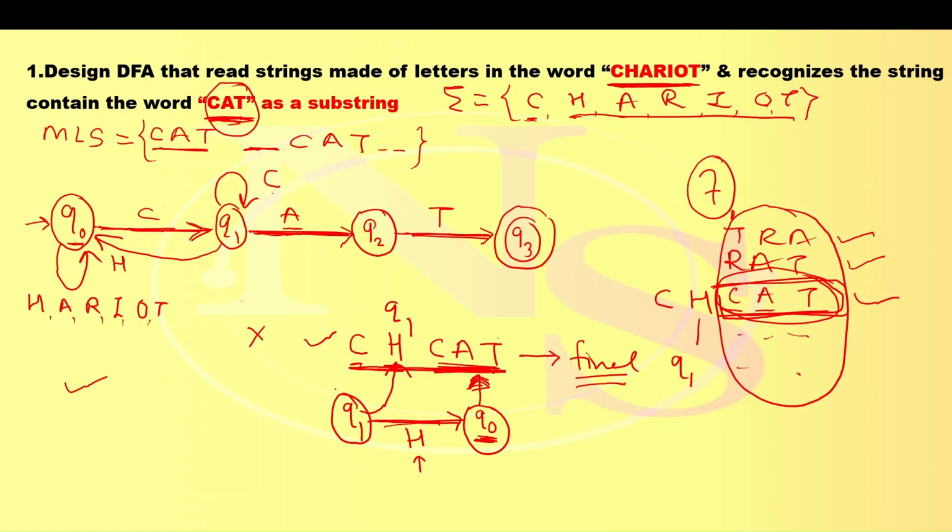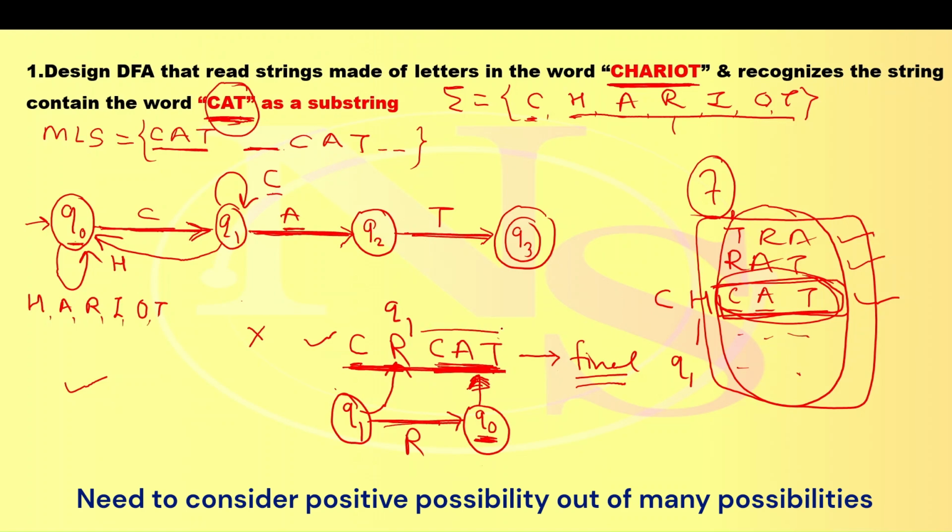So I have written Q0 here. Now Q1 to Q0 for symbol H. Similarly I can find out for other symbols, like C is covered, H is covered, A is already covered. See, transitions for A, C and H. Next one is R. Again a similar scenario. Initially if I write only CR, it's not a valid string, but we don't know what will be the next symbols. Out of these many possibilities, one possibility is that CAT may come, that we need to consider, and we can read this in this way.